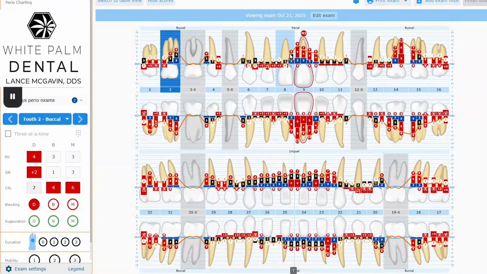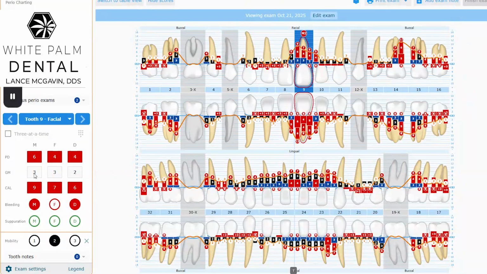We come across, wow, look what's happening on number 9. We're going to see this come up. It's starting to come up. So on 9, we had a probing depth on the mesial of 6 millimeters, but the gingival margin started 3 millimeters below, which puts our attachment level at 9 millimeters.